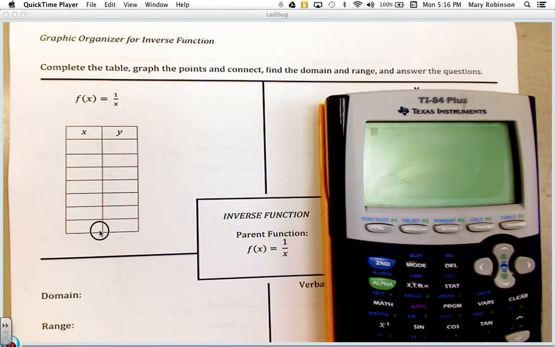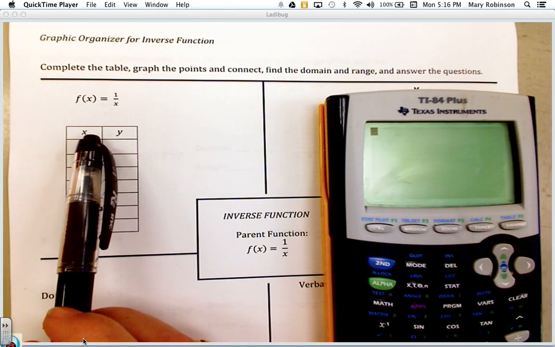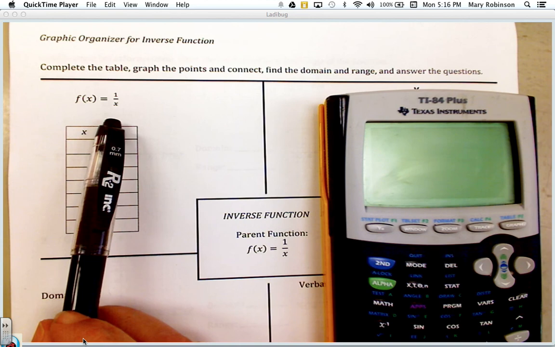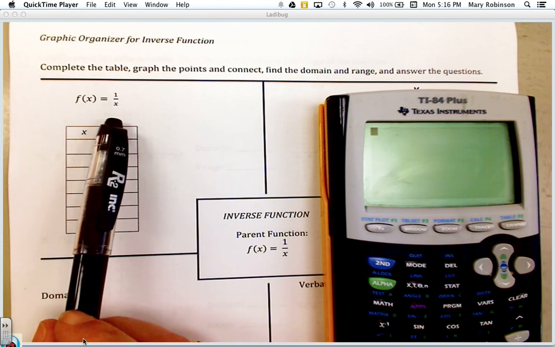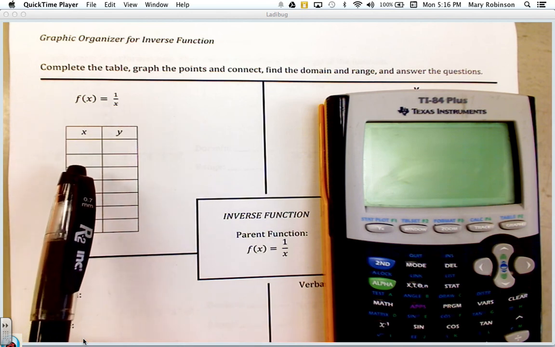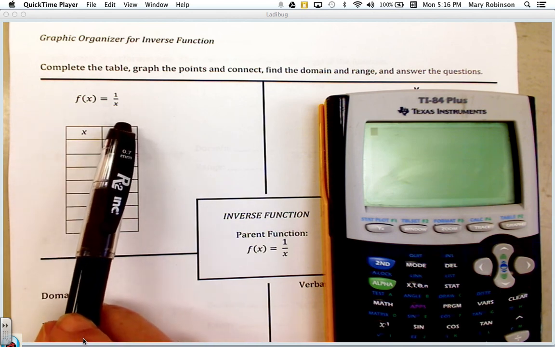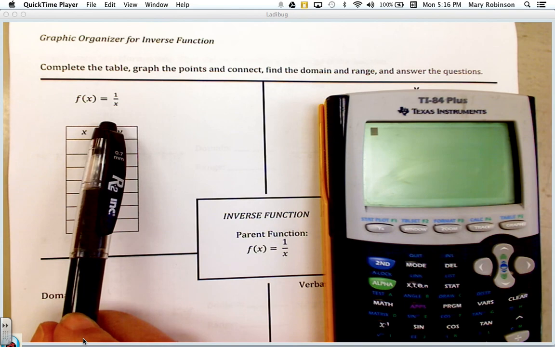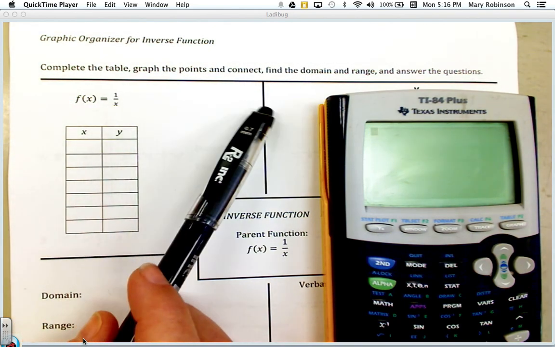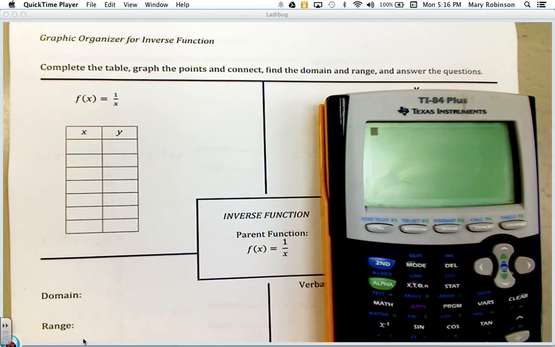Hi, this video is an instructional lesson on graphing the inverse function 1 over x. If you take a look up here on the left, we have the function f of x equals 1 over x, and we are going to be working with understanding the graph of this and then understanding how to graph other inverse functions that are transformations of 1 over x. You're going to have to complete the table, graph the points and connect, find the domain and range, and then answer the follow-up questions.